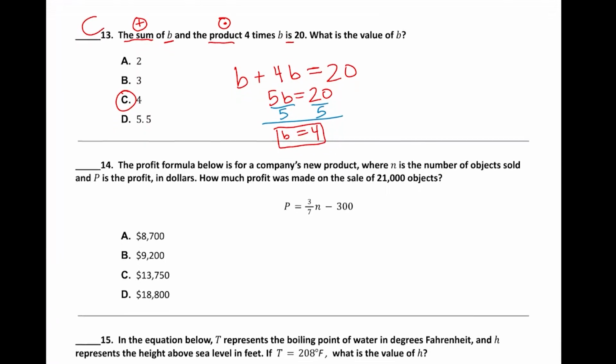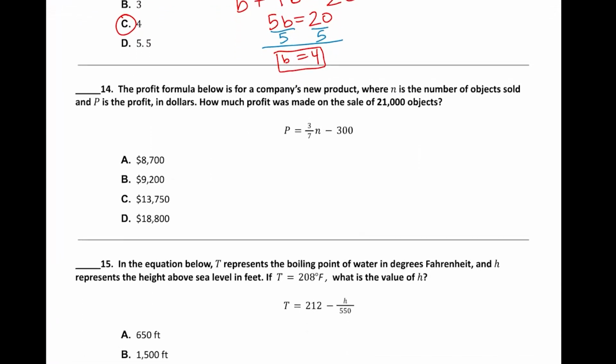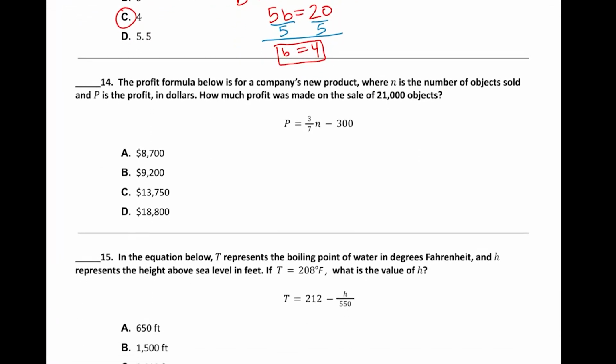Number 14 says the profit formula below is for a company's new product, where N is the number of objects sold and P is the profit in dollars. How much profit was made on the sale of 21,000 objects? So the number of objects sold, that's our N. So we're going to replace N with 21,000 and then just simplify the expression for P.